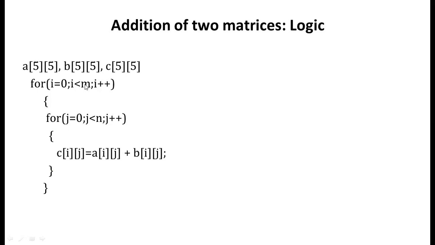Here M and N. M is the row size, N is the column size. If M value is 5, it will take 5. If N value is 3, it will take 3. If M value is 4, the number of rows is 4. N value is 3 means the number of columns is 3. Okay, this is the logic you can use.